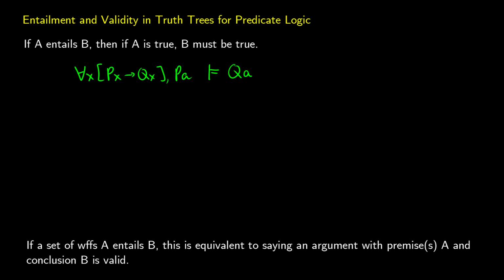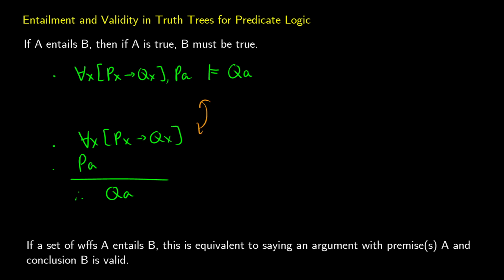But when we have something like this, we can actually rephrase it as an argument, just like what I said out loud. Saying that A entails B is really the same thing as saying that an argument is valid. So for example, for all x, Px arrow Qx, and then you have Pa, therefore we know that Qa. So these two are equivalent in nature.